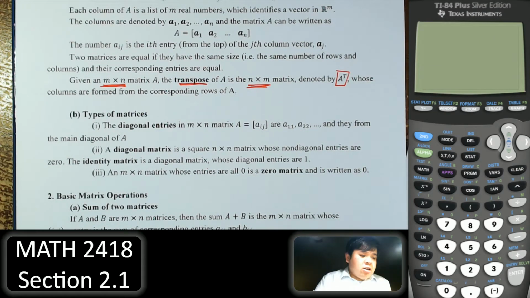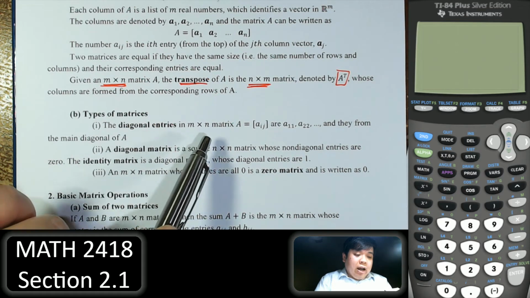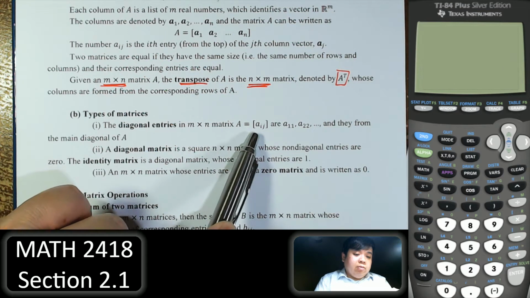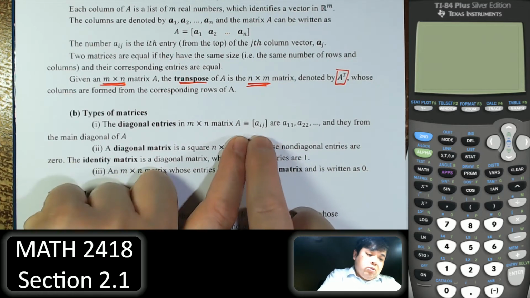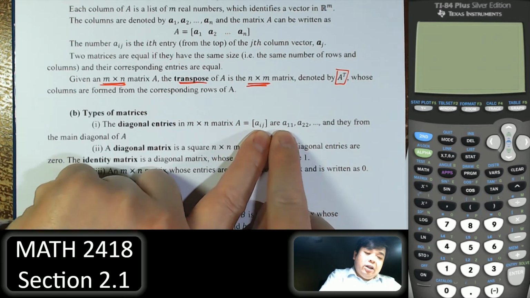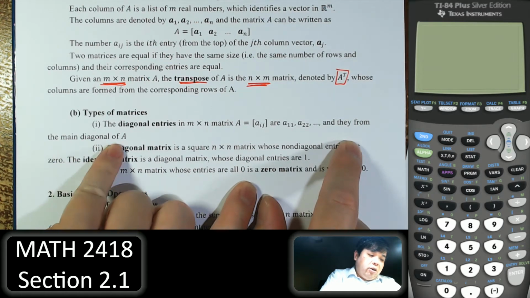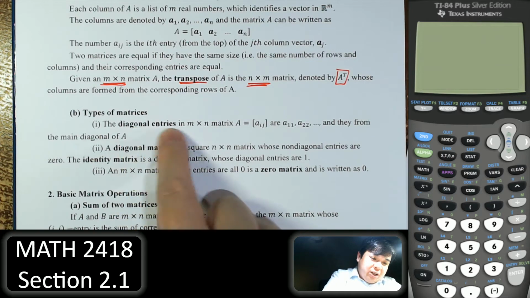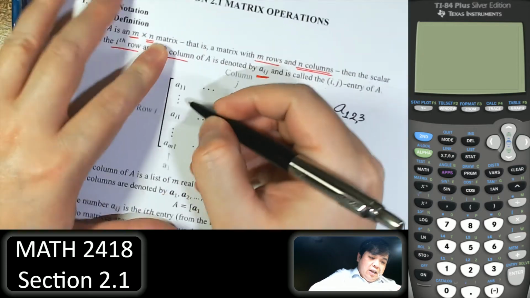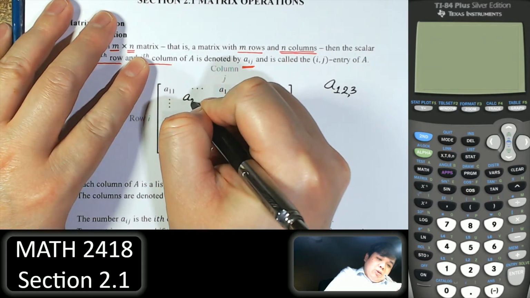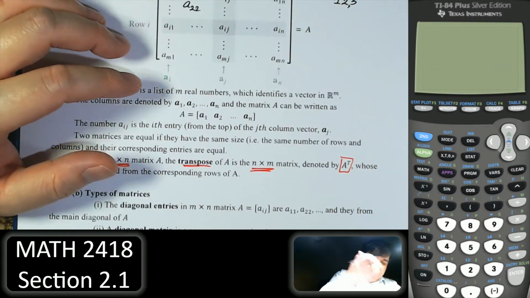Different types of matrices. The diagonal entries of an m by n matrix are the entries a11, a22, and so on, which form the main diagonal of A. So we can see here, if we have a11 here, a22, and then so on, those will form the diagonal entries.